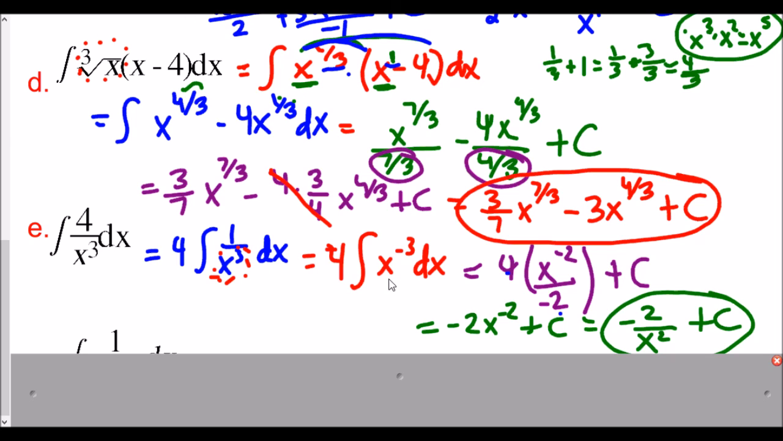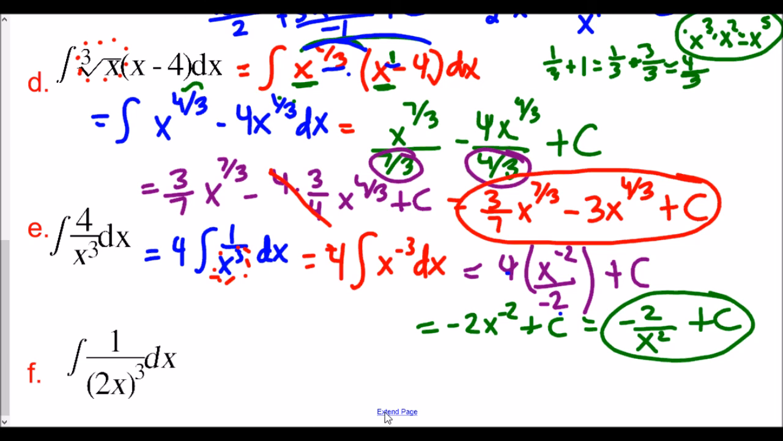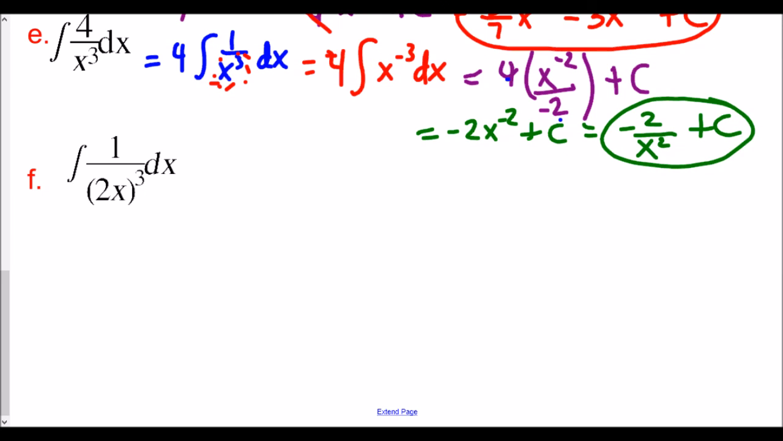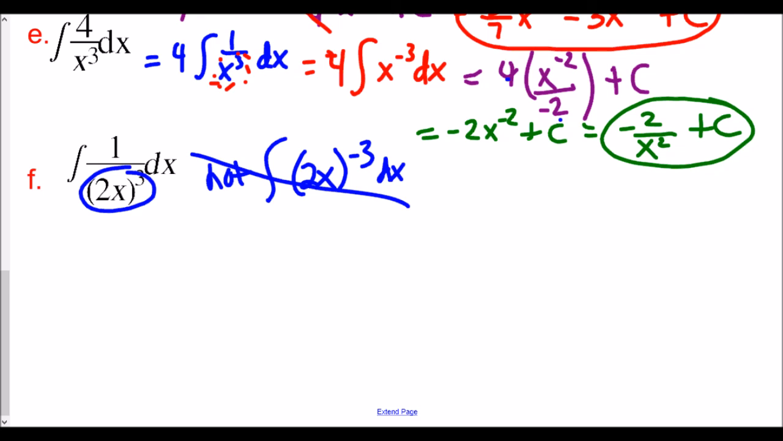And then our last example. Be careful with this one, because it is a group on the bottom. We cannot just do 2x to the negative 3 and integrate that, okay? So don't do this. What we need to do first is actually use that exponent. So when we do that, we have 1 over 2 cubed is 2 times 2 times 2, which is 8. X cubed, we just write as x cubed dx. So the number that we have in front is actually 1/8.